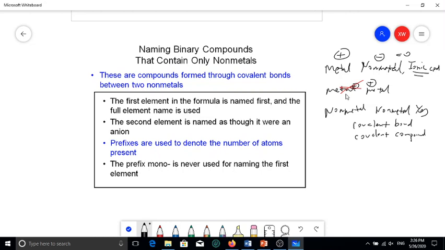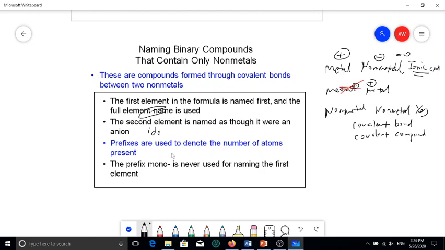When you have two elements that are both non-metals, if you don't know how to distinguish metals and non-metals, go to the previous video to look it up on the periodic table. Here's how we're going to name them. You're going to have one element in front of the other element. You should not switch the order. The first element, you pretend it to be a metal, so you can use its original elemental name. The second element, as if it were the anion, you use the IDE ending.